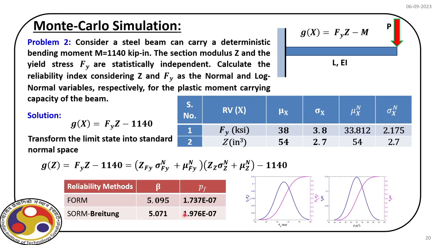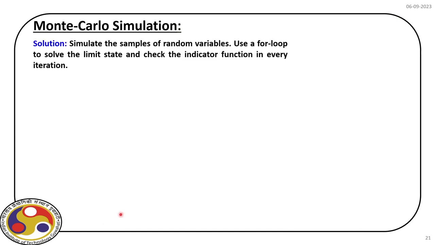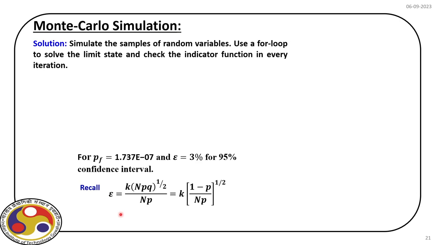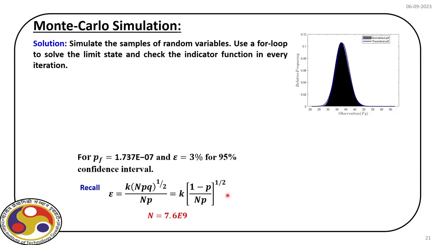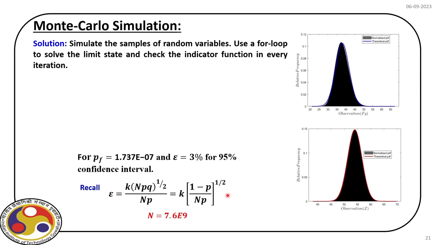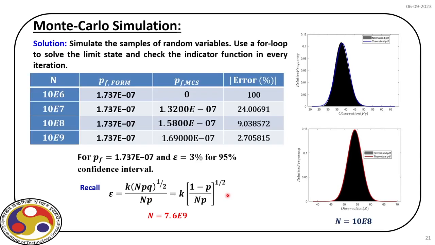So the PF in this case is 1.976 e 10 to the power minus 7 from Breitung's model. Now we simulate the samples. Again, first we find out what should be the expected number of capital N, which we can do using the model we have just discussed. Then we simulate the samples, and you can see that on your screen. Here also, as we increase the number of samples, we gradually improve the amount of error in our PF estimate, and finally the result we get with 2.7% error is very close to what we got from Breitung's model.